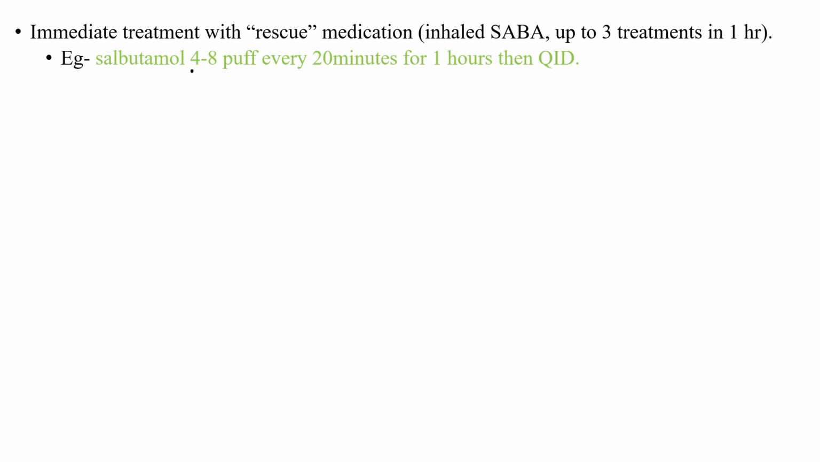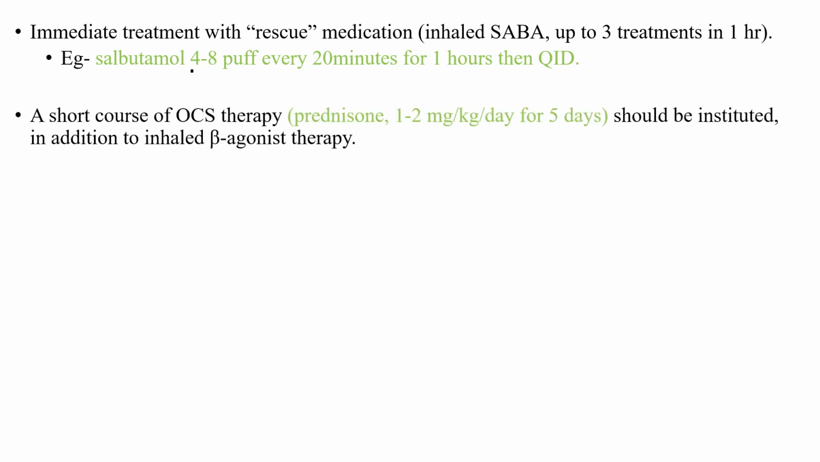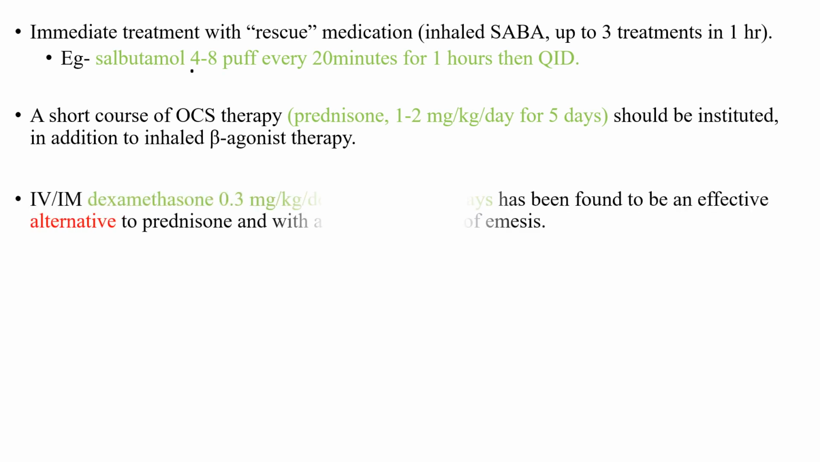Immediate treatment with rescue medications such as inhaled short-acting beta agonist, up to 3 treatments in 1 hour, and a short course of oral corticosteroid therapy, 1 to 2 mg per kg per day of prednisolone for 3 to 5 days, should be instituted in addition to inhaled beta agonist therapy for acute asthma exacerbation.